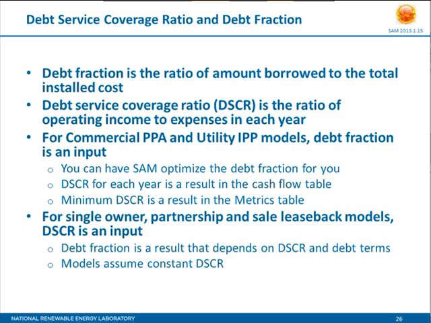So for the commercial and utility IPP models, the debt fraction is an input, although there is a checkbox on the financing page to have SAM calculate to optimize the debt fraction for you. And then the DSCR, the debt service coverage ratio, is a result. And SAM calculates the DSCR for each year and shows you the minimum DSCR in the metrics table. For the single owner, those models assume a constant DSCR. So the DSCR is the same in every year, and you specify the DSCR you want to achieve, 1.2, 1.3, whatever it is, and then SAM calculates the debt fraction.